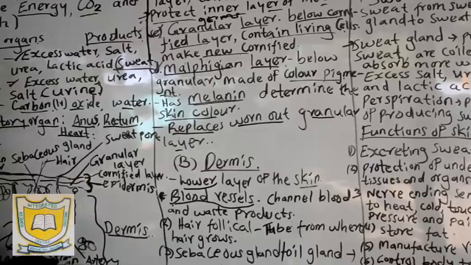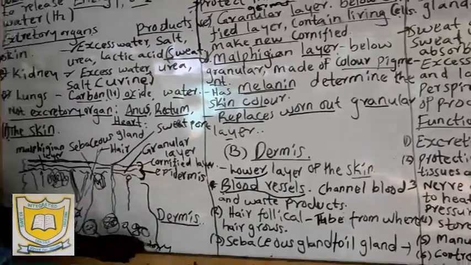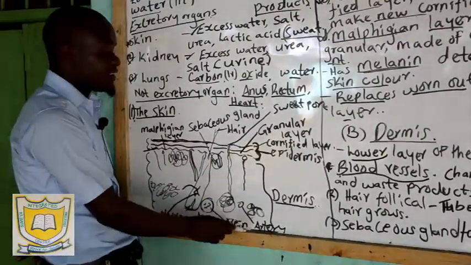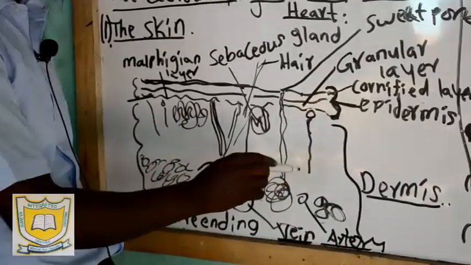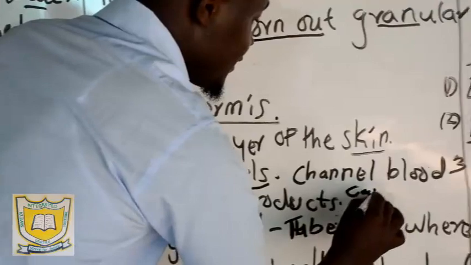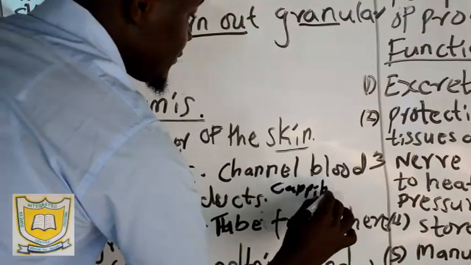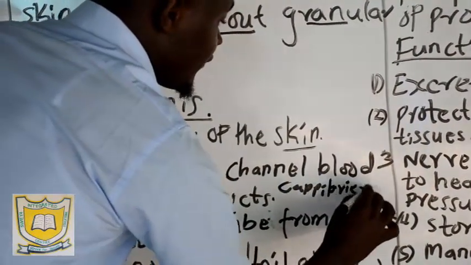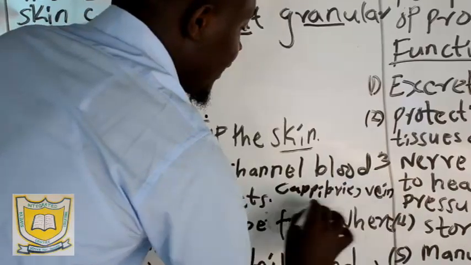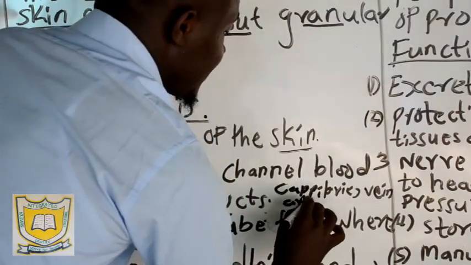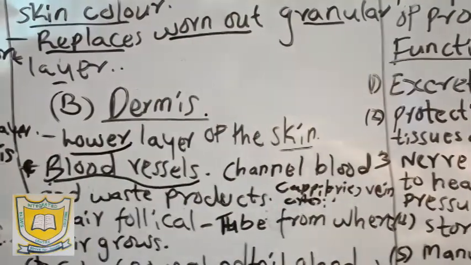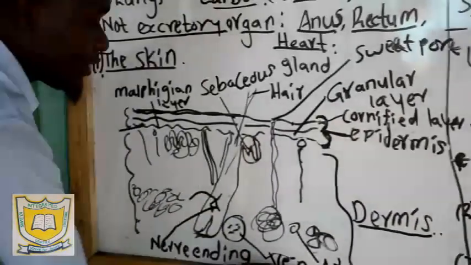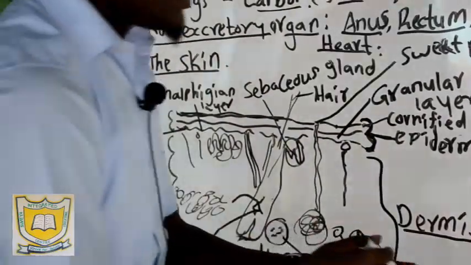So when you look here, we have the veins. Here we have the arteries. But in between the veins and the arteries, we have what we call the capillaries. You must understand that inside the dermis, this is the dermis, the veins, arteries, and capillaries are found.